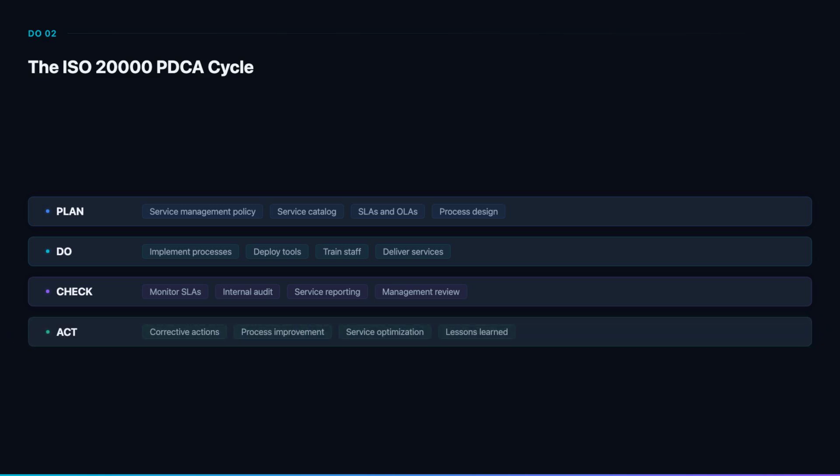In the Act phase, you take corrective actions for nonconformities, implement process improvements based on performance data, optimize service delivery based on lessons learned, and feed improvements back into the plan phase for the next cycle.